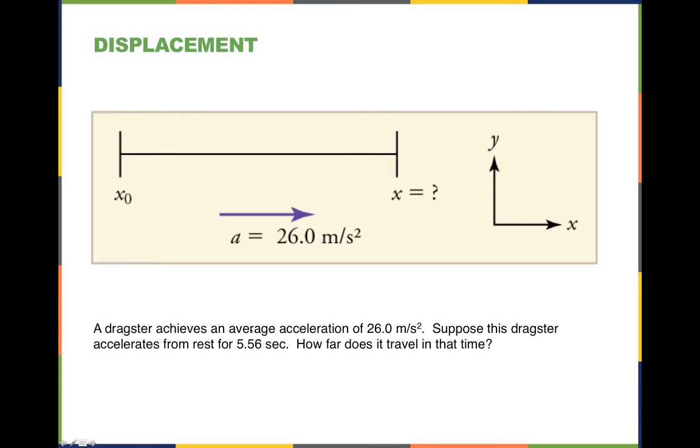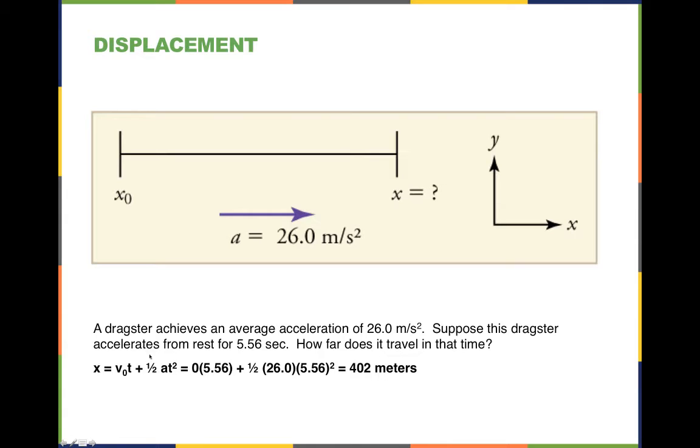So here's an example. A dragster achieves an average acceleration of 26 meters per second squared. Suppose this dragster starts at rest and does this acceleration for this time. How far will the dragster travel? So he starts here, and we're going to arbitrarily call that point 0, and he has no velocity at this point. And we want to know what this point is right over here.